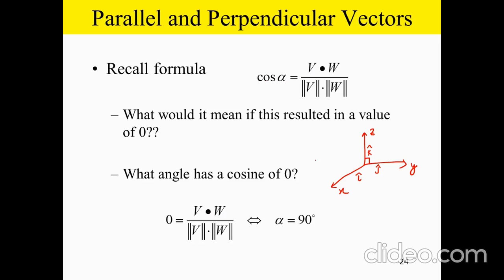So the dot product of i with j, j with k, and similarly k with i, will give you a value of 0. However, when you do i dot i, the angle between these two vectors is 0, so you will get a result of 1.